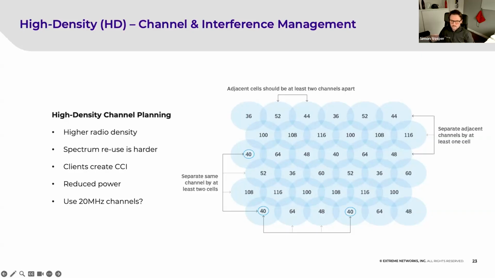So with that higher radio density, we have to be very careful about how we do our channel planning. Try to separate the same channel by at least 2 cells if we possibly can. Separate adjacent channels by at least 1 cell if at all possible. I know sometimes it's hard, but the better we can get this, the more we can reduce the adjacent cell co-channel interference. And Simon, are you an auto channel or a static channel kind of guy?